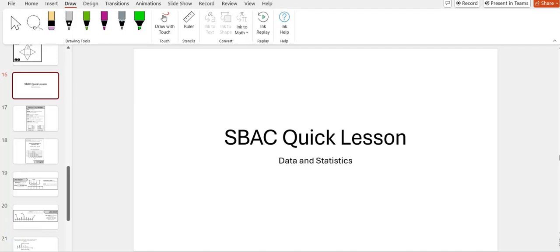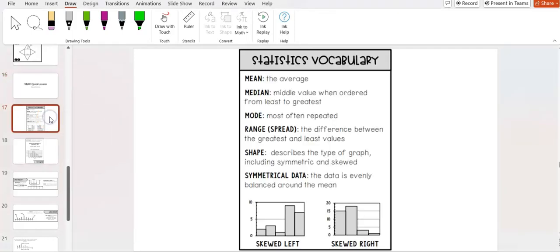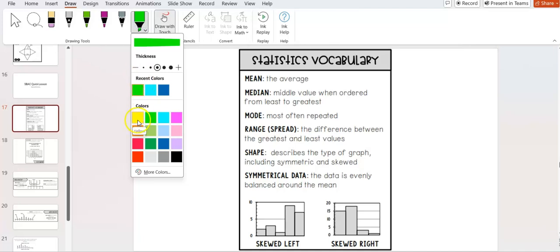All right, welcome to an SBAC quick lesson. Today we're going to focus on data and statistics. So get out your notes. We're going to take some notes, fill in our little note taker here on some statistics things. Remember, these are things that you're probably going to see on SBAC, but we don't normally get to them until after SBAC. So we're doing little quick lessons so that you've seen them and you've had some information about them and you're not maybe 100% lost on SBAC when you see these on the test.